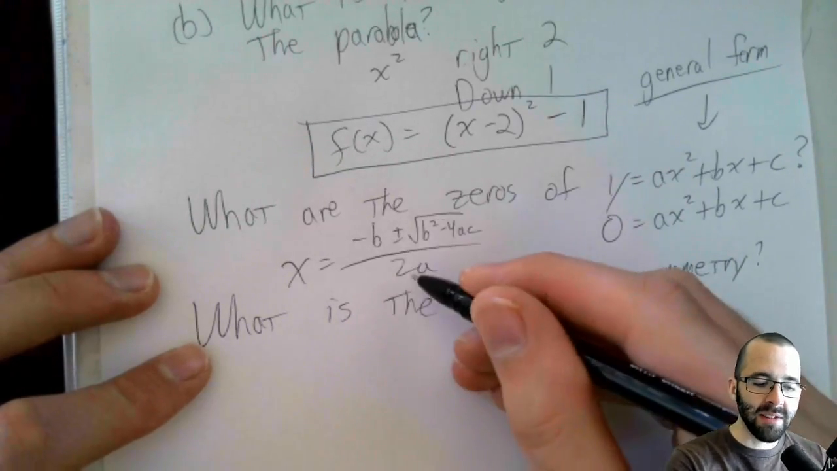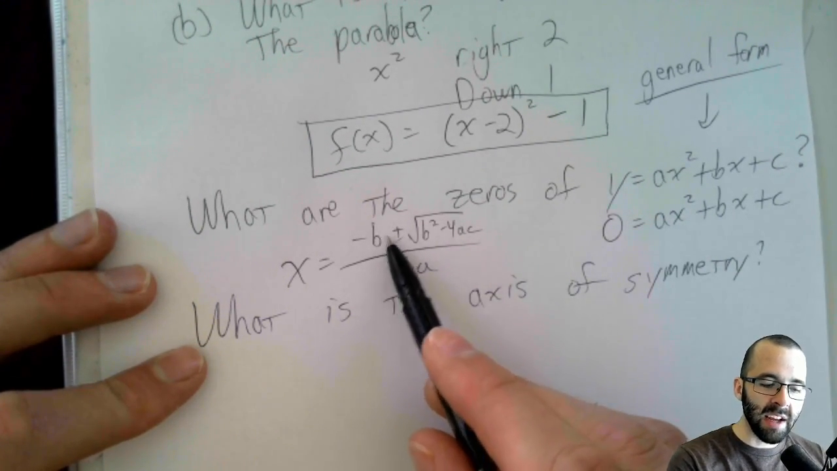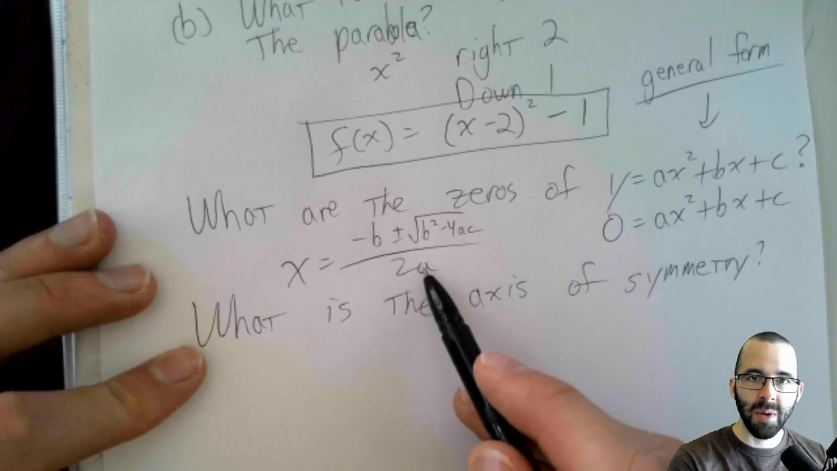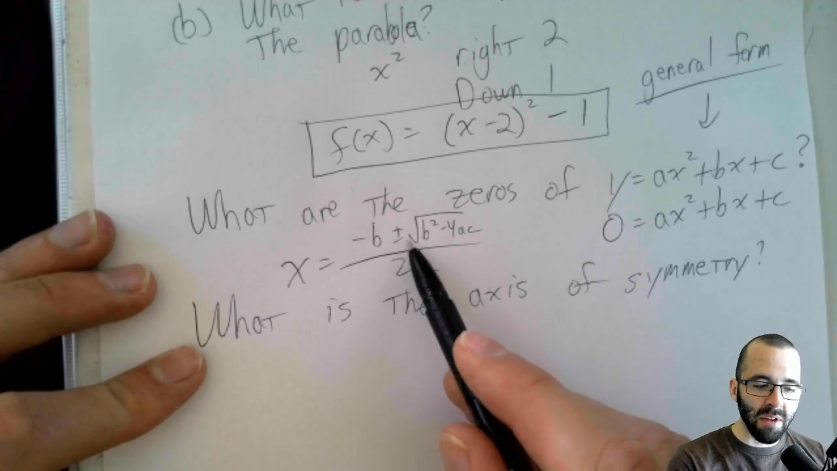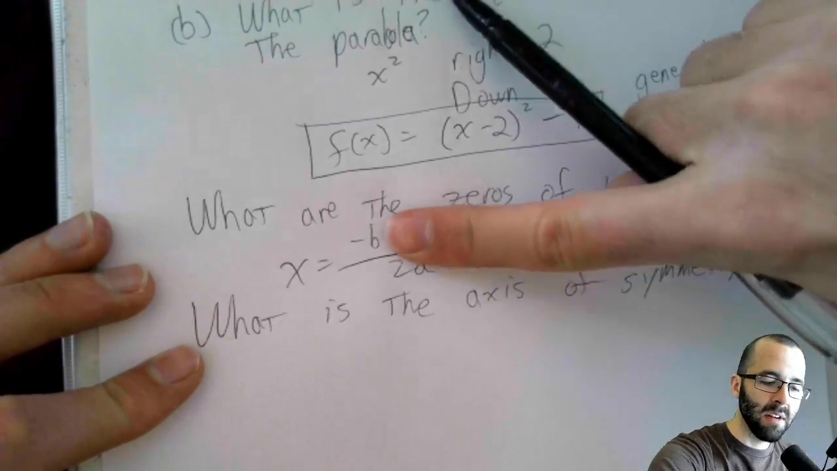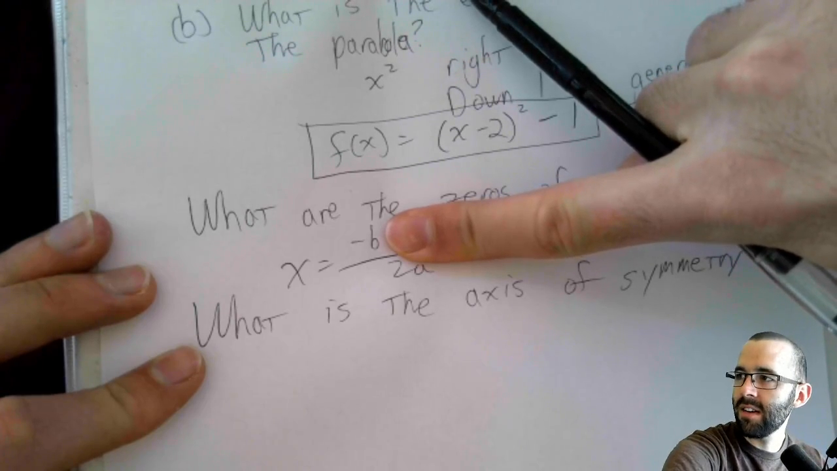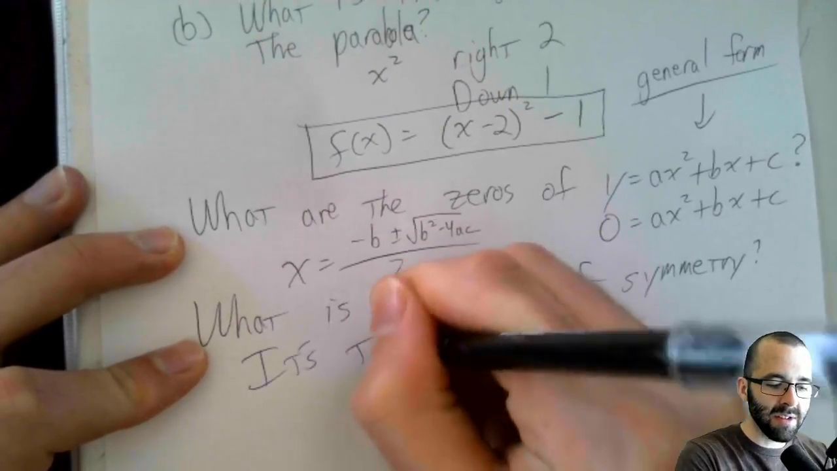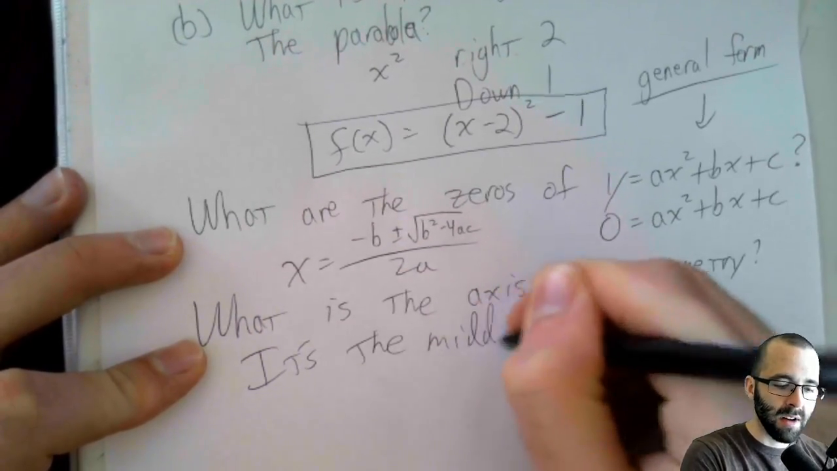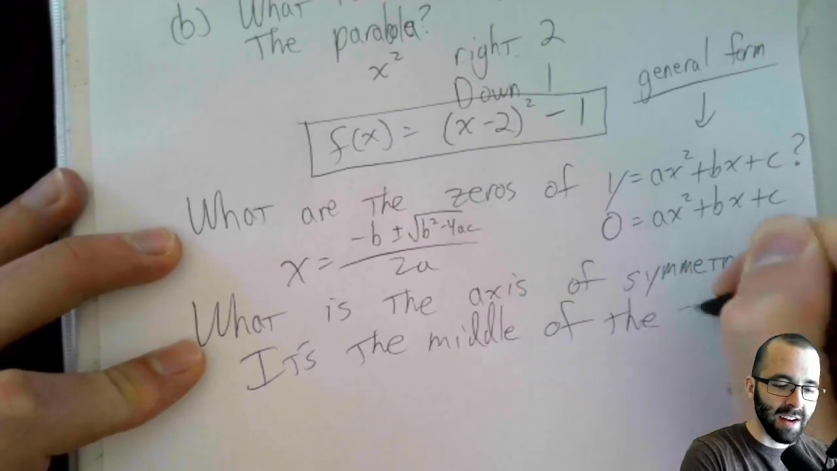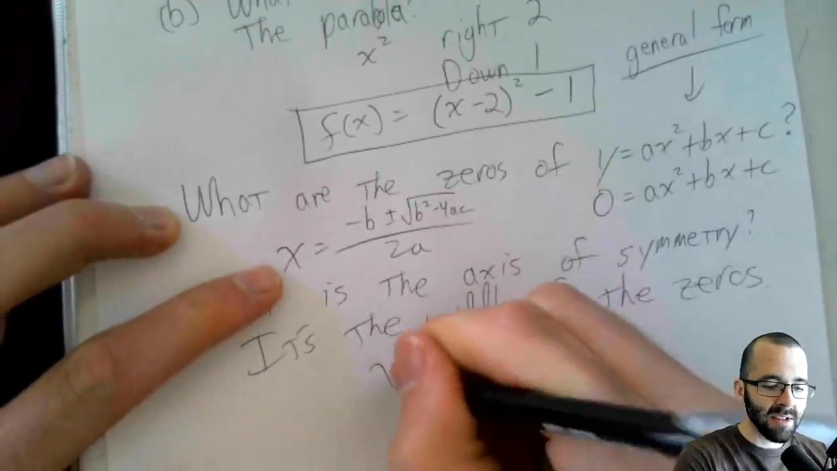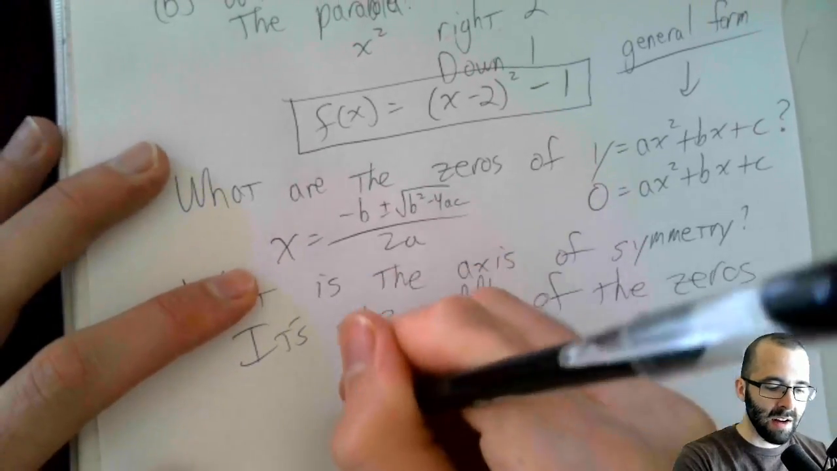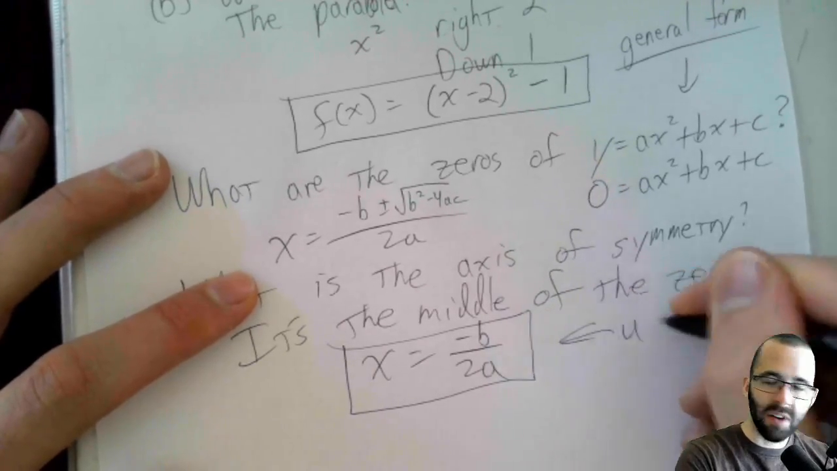Well, notice, what are these two points? One point is negative b plus this over 2a. The other point is negative b minus this over 2a. So the thing right in the middle is just the thing without the plus or minus. Right? It's in the middle of the zeros. And what's in the middle of the zeros? X is equal to just negative b over 2a. This is useful.